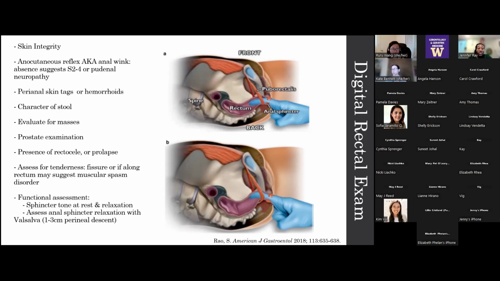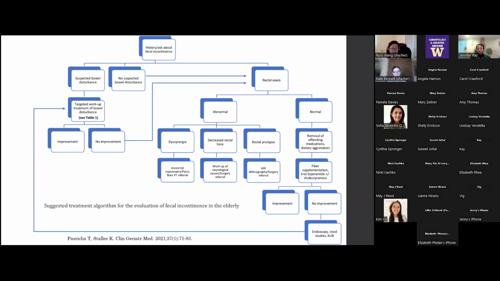You can assess for tenderness. If your patient is not letting you insert your finger at all, it suggests an anal fissure, or it could suggest a muscle spasm, defecatory disorder. And then do a functional assessment. So I just take a look and feel how the sphincter tone feels at rest. I have them push like they're trying to have a bowel movement, and you're supposed to feel the pelvic floor descent and the anal sphincter relax slightly. If you don't feel that, that would suggest some dyssynergic defecation.